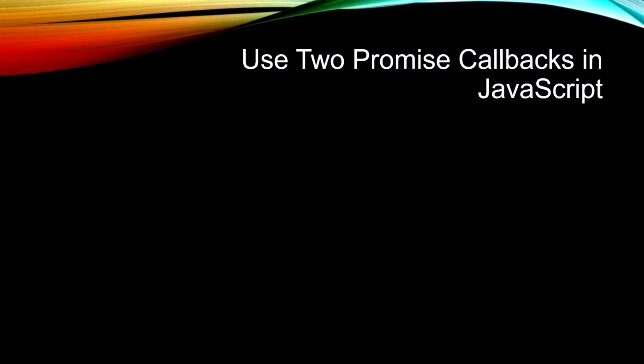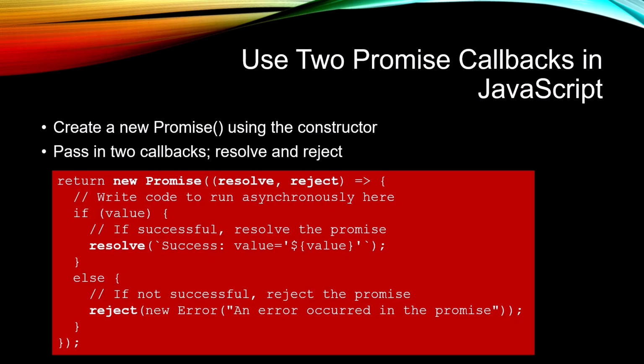Let's now take a look at using two promise callbacks. So we create a new promise again using the constructor. We pass in two callbacks, resolve and reject. So then you would, again, write some code to run asynchronously. Whenever that code finishes, we then check the value, and if that is true, we're going to resolve. If not, we're going to reject. So this is how you can get a resolve and a reject going.